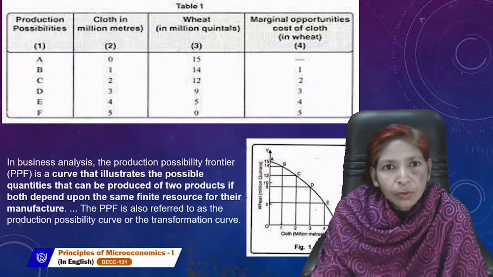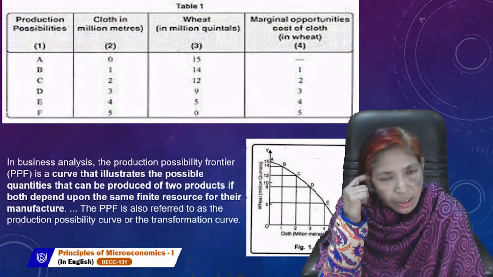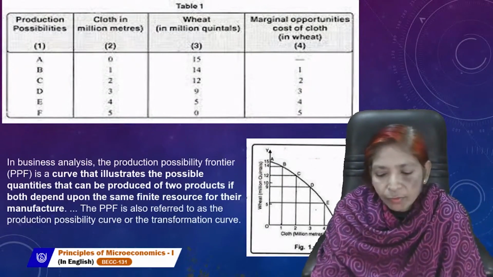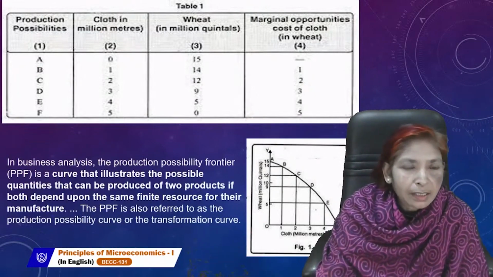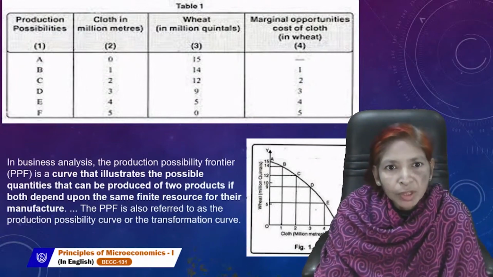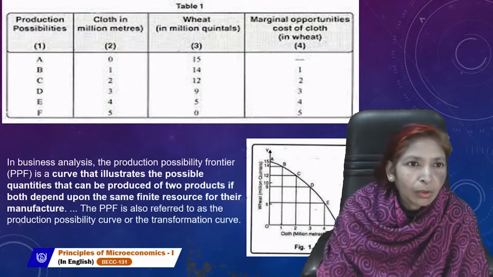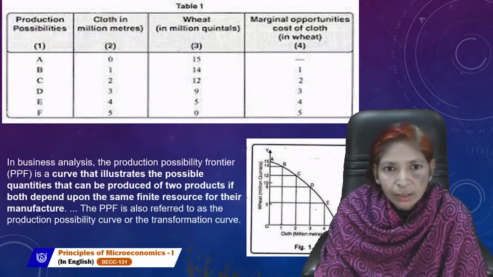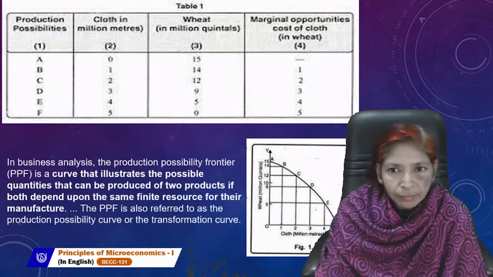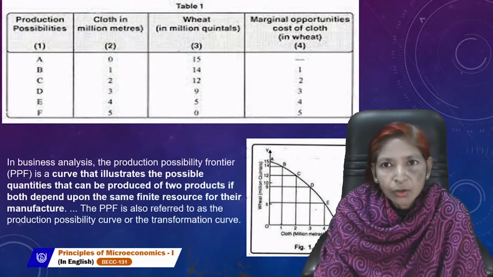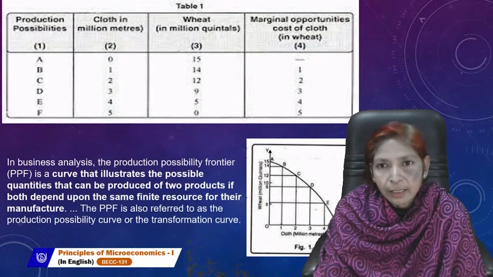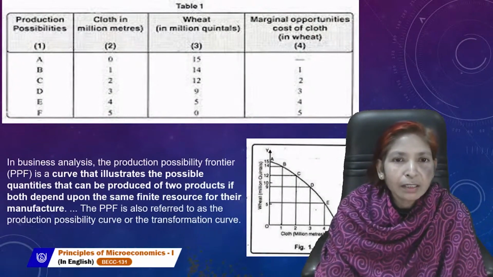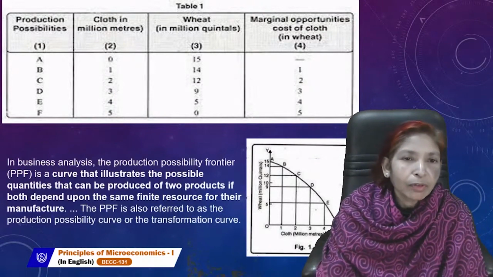As you are watching here, wheat production is falling from 15 to 14. It means the fall is 1 unit while cloth is increasing 0 to 1. The ratio is 1. From 14 to 12, wheat production is falling by 2 units and cloth production is increasing by 1 unit. The ratio is 2 to 1, which means 2. Marginal opportunity cost formula is delta y upon delta x, or change in units of wheat divided by change in units of cloth.